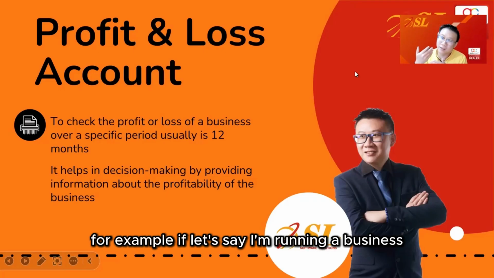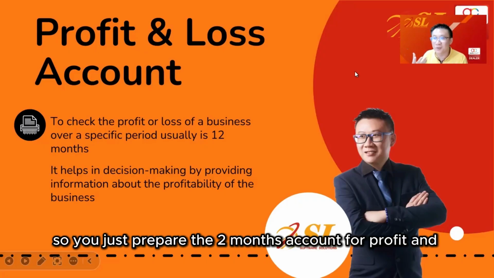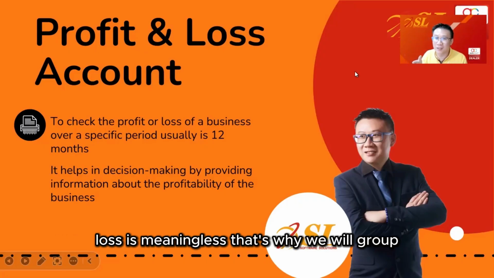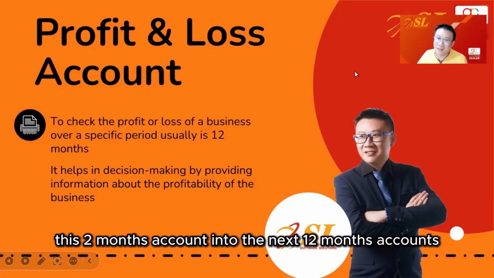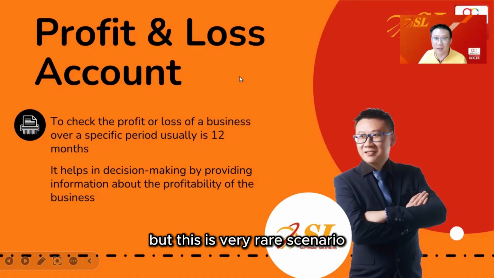For example, if I'm running a business and just started in October, so there are only 2 months of account. You don't have many customers yet, so if you prepare just the 2 months account, the profit and loss is meaningless. That's why we group these 2 months into the next 12 months of accounts. Altogether there are 14 months for the first year. But this is a very rare scenario. So most of the time, profit and loss is a 12-month period.